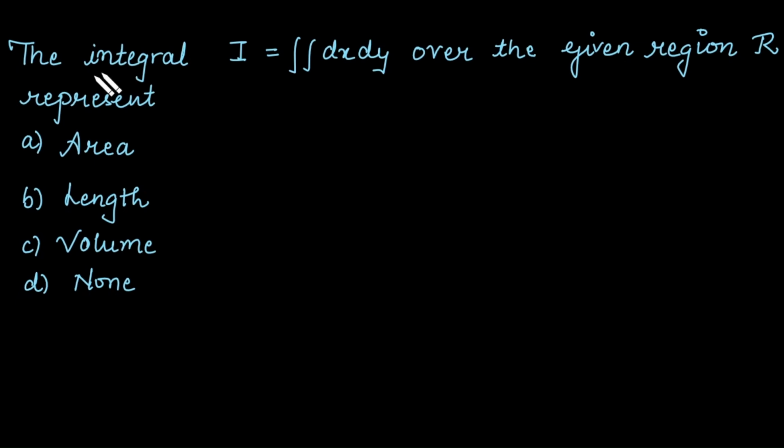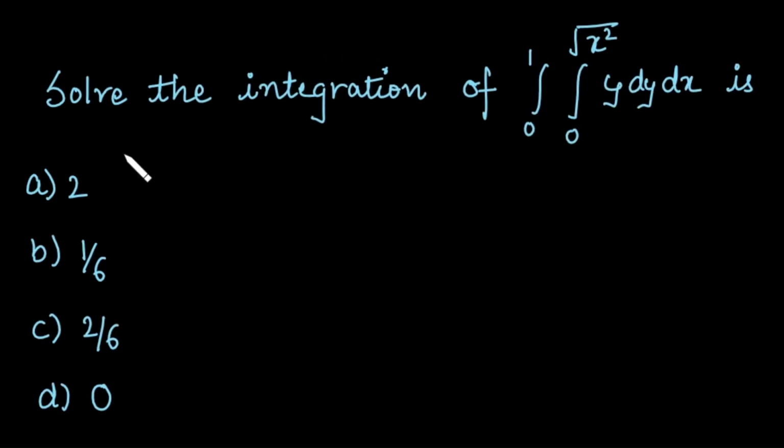Next question is the integral this over the region R represents what? So when we deal with a double integration and the function value is 1, that gives the area of the region. Hence option A is correct. Next question is the integration of this is equal to what? Do not worry about this one.